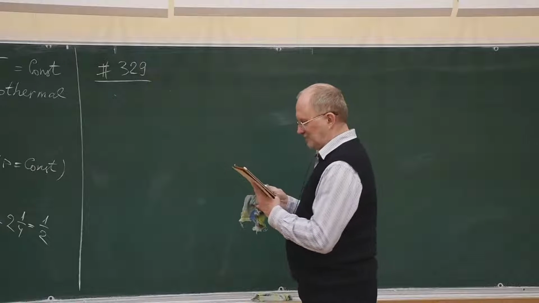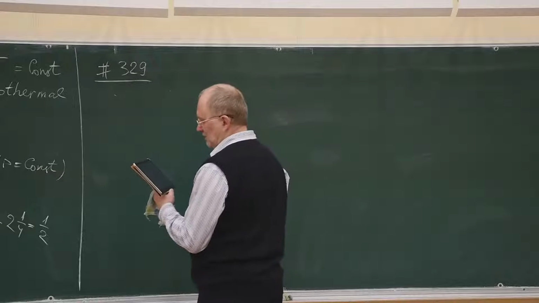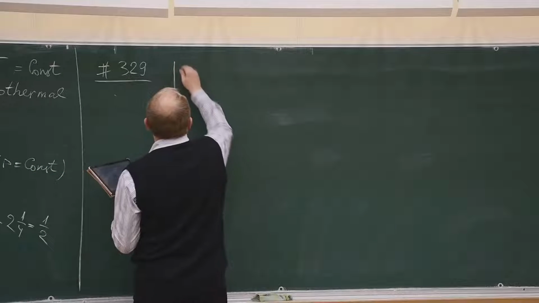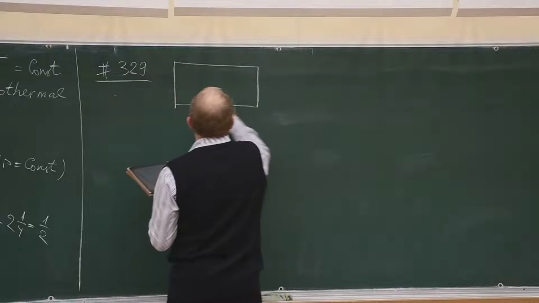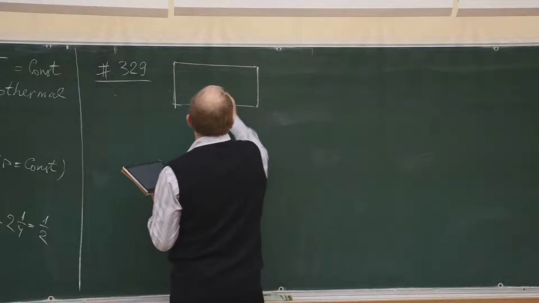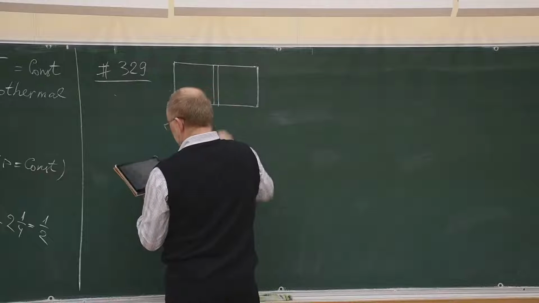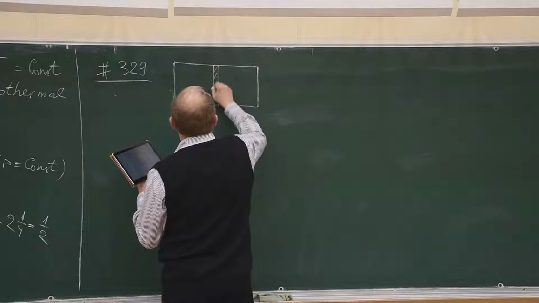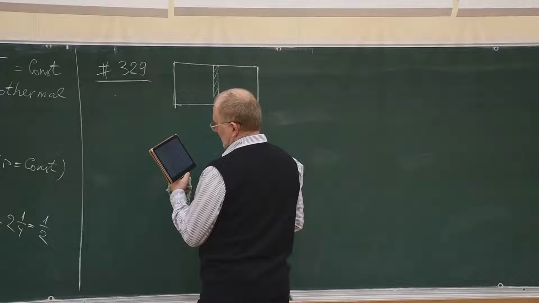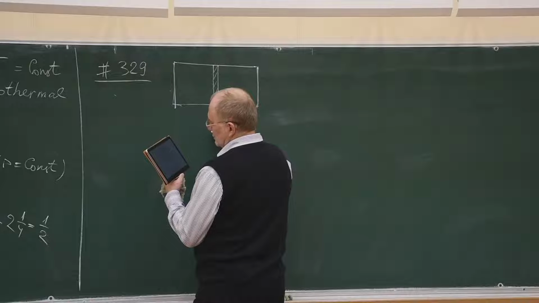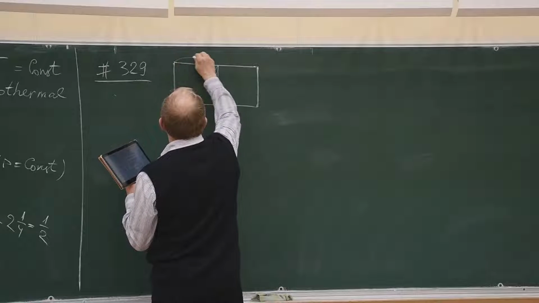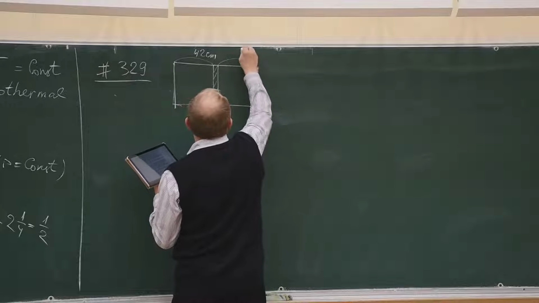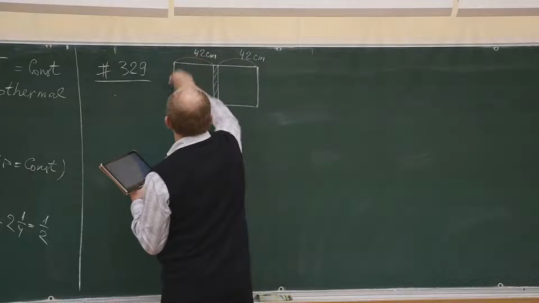A cylinder closed at both ends is separated into 2 equal parts. Let's draw a figure. A cylinder closed at 2 ends, so this end and this end are closed, and there is a piston in the center of the cylinder. The cylinder is separated into 2 equal parts, and each part has the length of 42 centimeters.